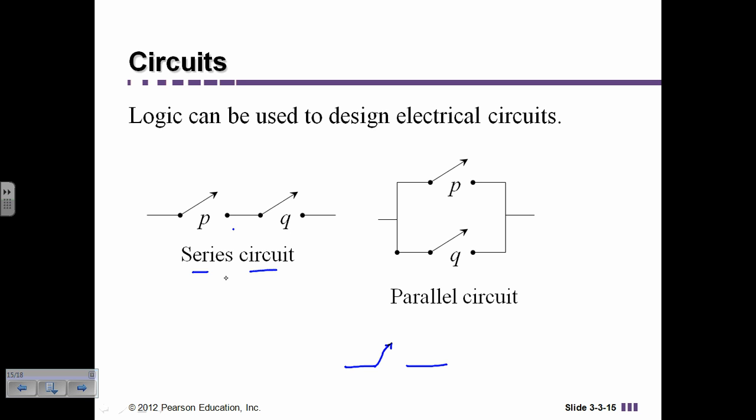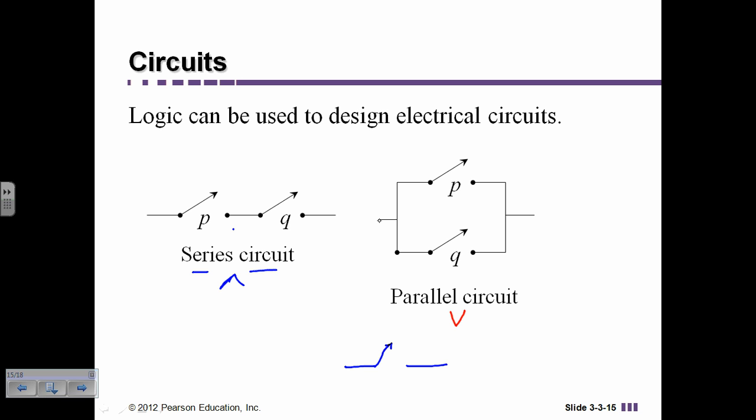Okay, so a series circuit is equivalent to using the word and, or just an if-then statement. A parallel circuit would be equivalent to the word or. So a parallel circuit would be used with or.